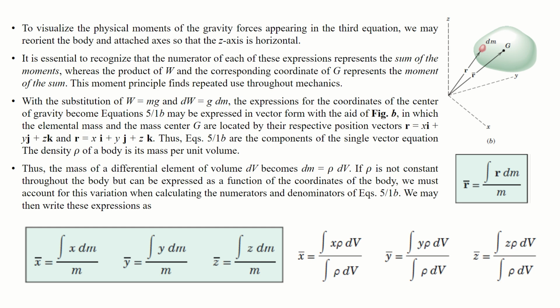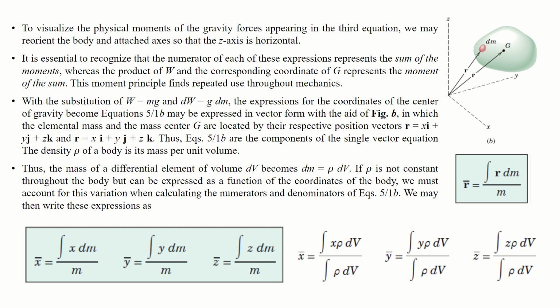With the substitution of W equals mg and dW equals g dm, as g is constant and dm is a small mass, the expression for the coordinates of the center of gravity becomes x prime equals integral x dm over m, y prime equals integral y dm over m, and z prime equals integral z dm over m.